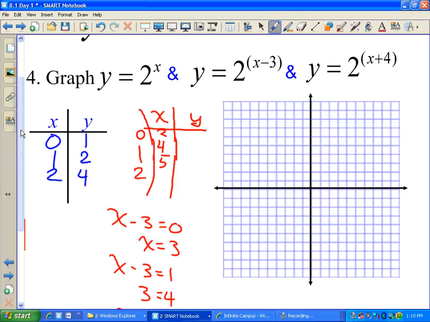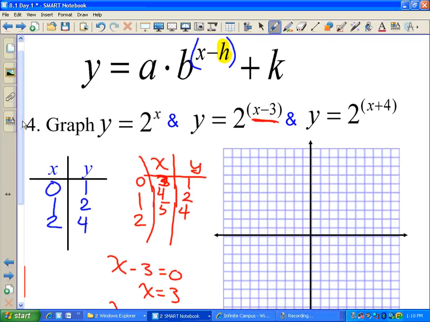When I plug this into my power, 3 minus 3 is 0. 2 to the 0 again is 1. 4 minus 3 is 1. 2 to the 1 is 2. 5 minus 3 is 2. 2 to the second is 4. So when I have an x minus 3, when my h is 3, it takes each of these points and moves it to 3, 1, 4, 2, and 5, 4.